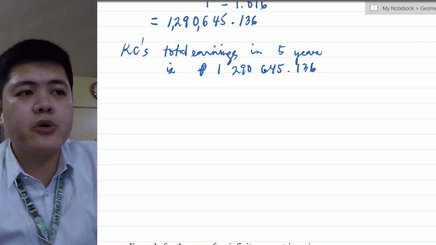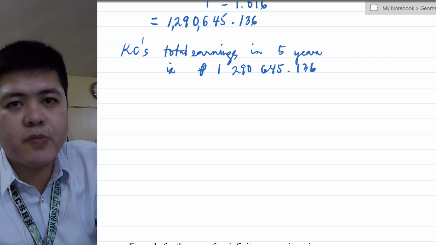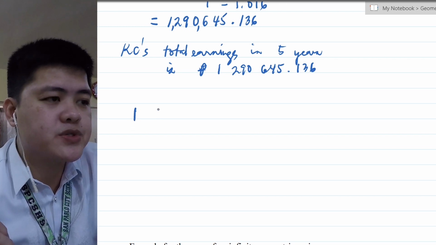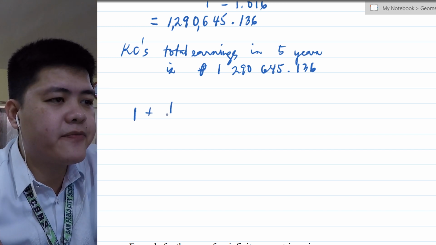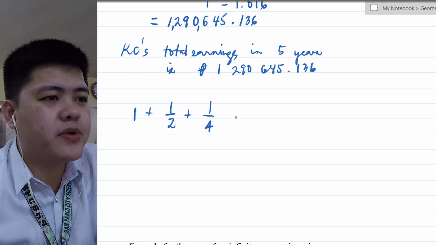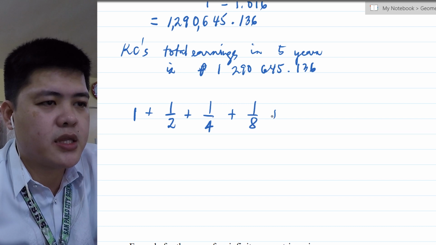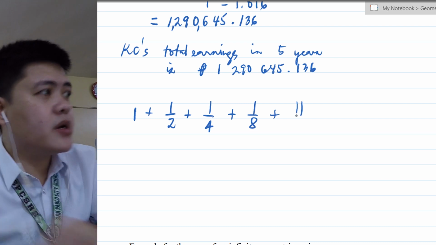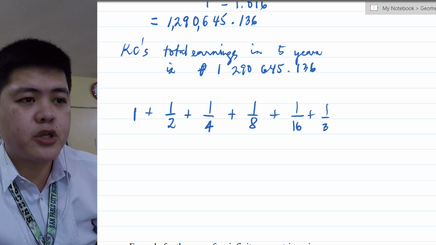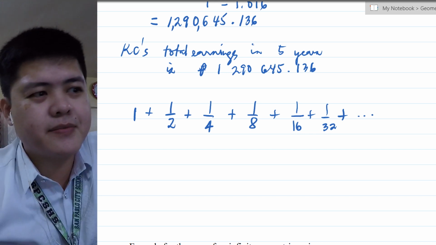Okay, but before we go to example number 5, pag-usapan muna natin yung infinite geometric series. So imagine, meron kang 1, tapos yung sunod, you have to add 1/2. Then you have to add 1/4. Then you have to add 1/2 of the previous, which is 1/8, and then you have to add 1/16 plus 1/32 plus and so on. So palit ng paliit. Okay?